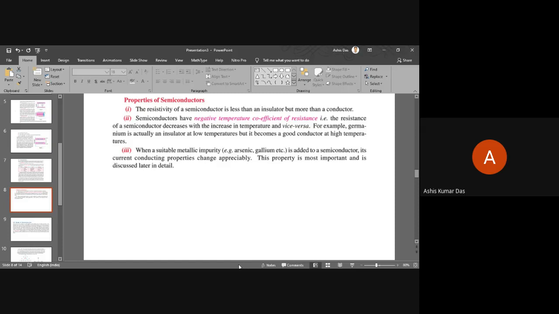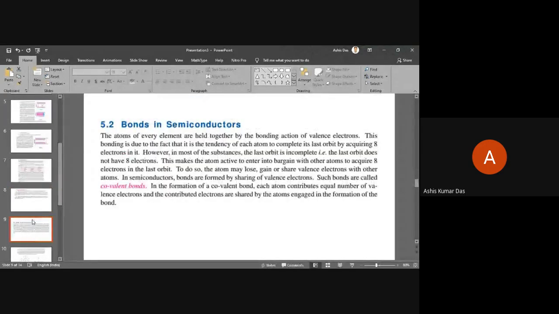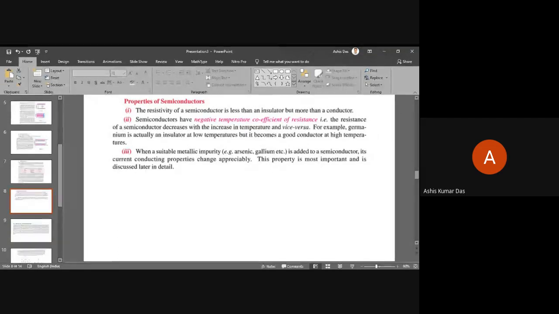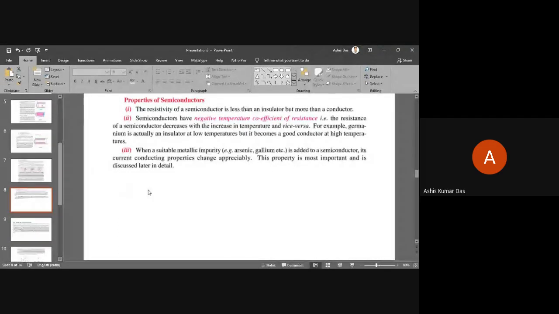So these pure semiconductors are mainly known as the intrinsic semiconductor, and the semiconductor which has been made by adding some impurity, that is arsenic, gallium, indium, something like that, is called the extrinsic semiconductor. So now we are getting two new terms: one is called the intrinsic semiconductor, and another is called the extrinsic semiconductor.